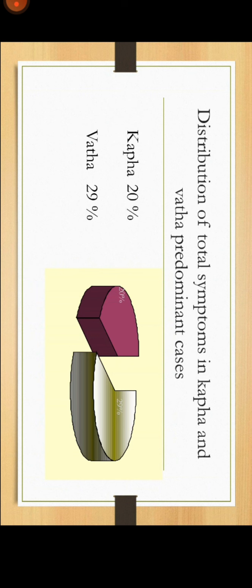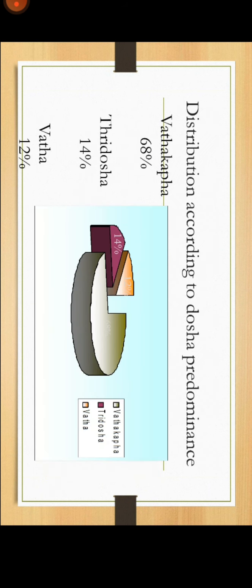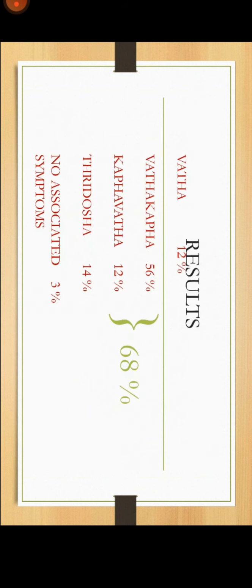And the distribution of total symptoms in Kapha and Vata predominant. Mainly Kapha and Vata is more predominant. Kapha and Vata lakshanas are seen in myopia. Also, Tridosha is seen in 14%, Vata 68%, and pure Vata in only 12%. Then we came to an inference that pure Vata condition, 12%, we are getting in the OP. Vata Kapha is 56%, Kapha Vata in 12%, Tridosha in 14%.